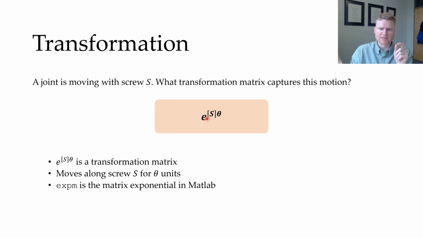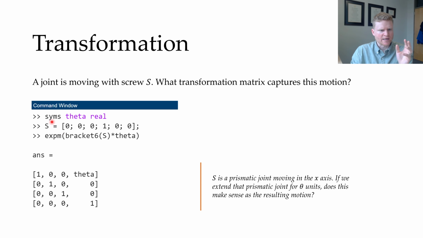To implement this in MATLAB, you're going to want to use the EXPM command for your exponential. Let's see what that looks like. Maybe it'll make it more concrete. So I'm going to again say I've got some angle theta, or maybe distance theta that I want to translate. And I'm going to start off with a prismatic joint. So I'll make the screw for a prismatic joint.